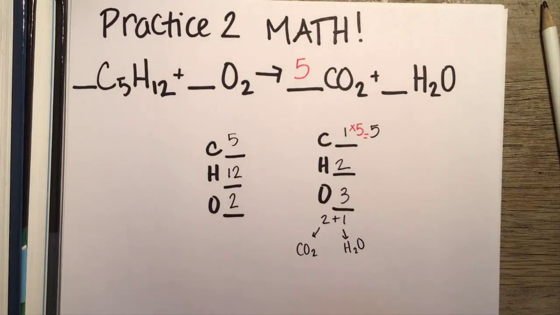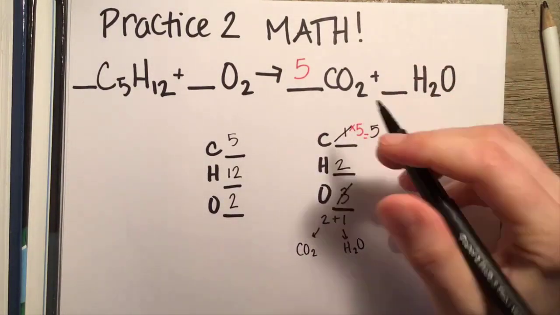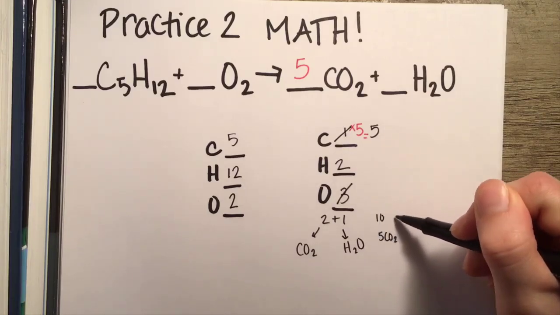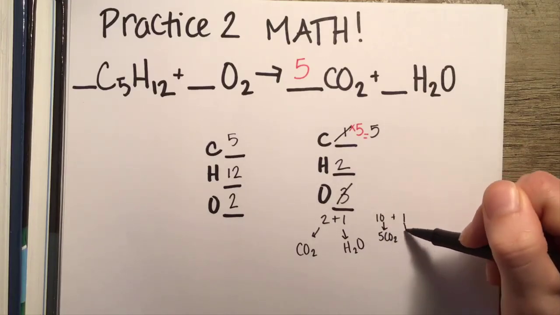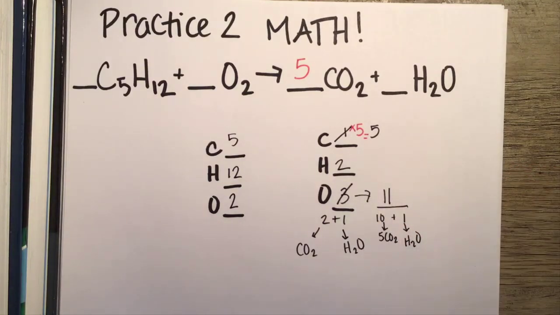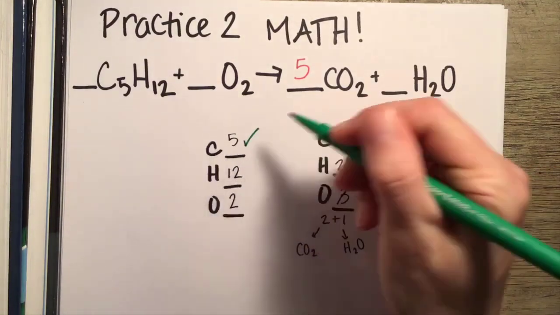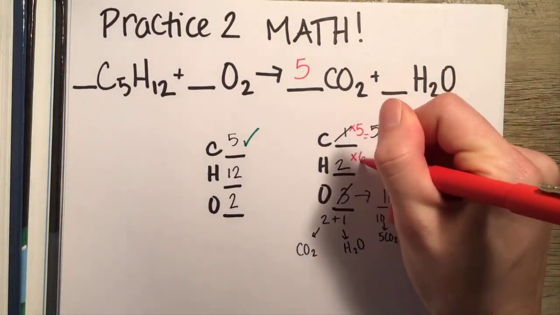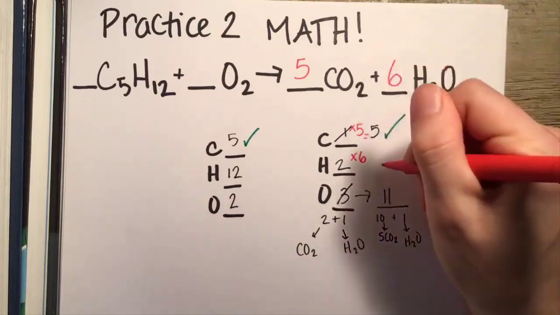So by putting a 5 in front of CO2, I'm also changing the number of oxygens. So now I've got 5 CO2 particles, that's 10 oxygens there, plus the 1 from H2O. So now I've got 11 oxygens. Notice I cannot just multiply O by 5, right? I cannot do that in this particular type of problem because the oxygen is found in 2 different molecules.